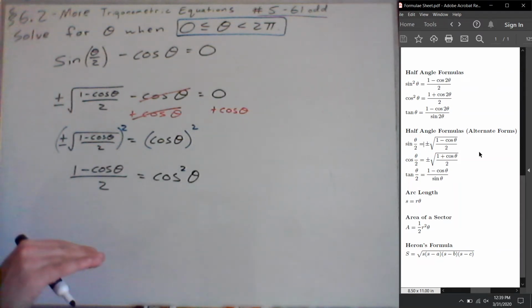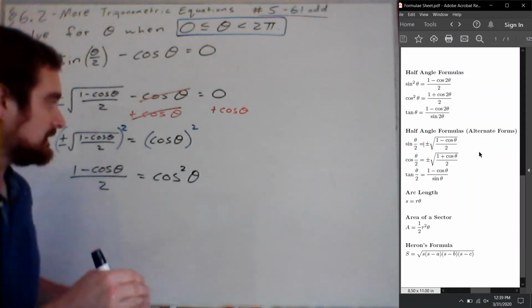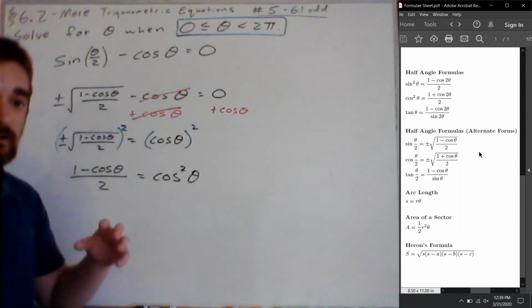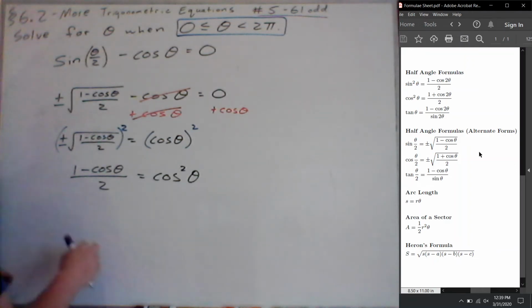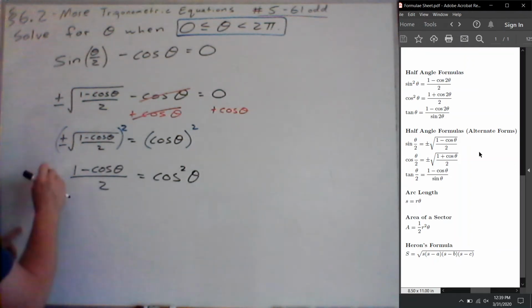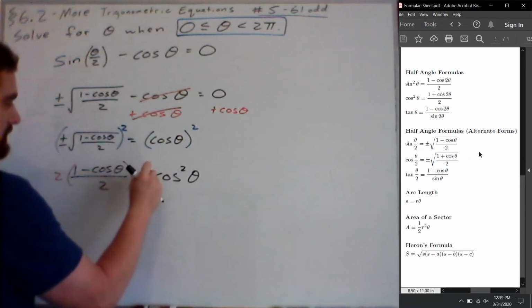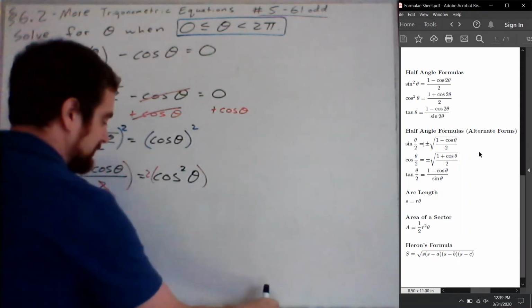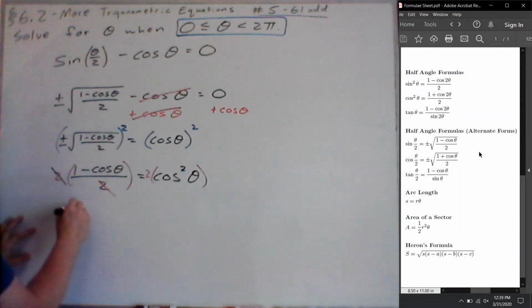But again, at this point, I have squared both sides. I need to remember to go back and check my answers. I may be picking up an erroneous answer at this point. But let's just get it solved for now. So dealing with what we have, I'm going to multiply both sides by 2 to get that out of the way. I don't want to see that fraction while I'm trying to solve here.